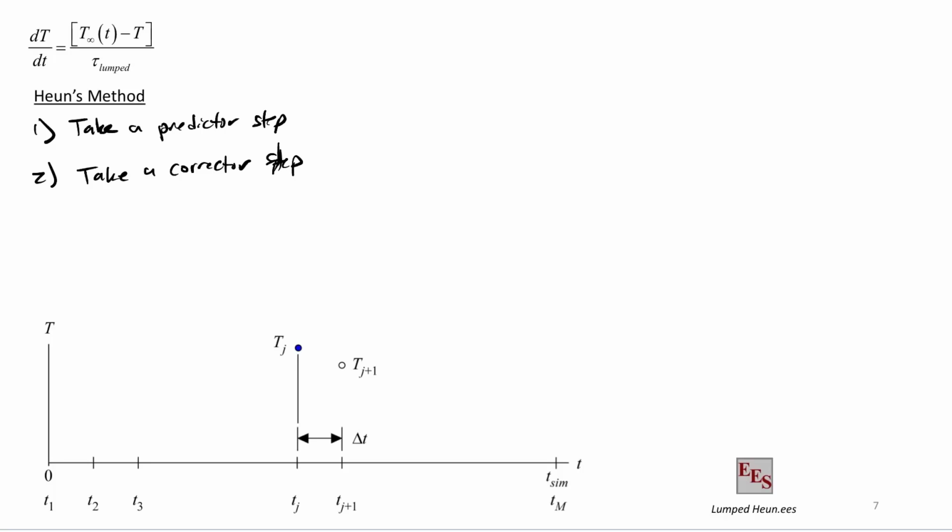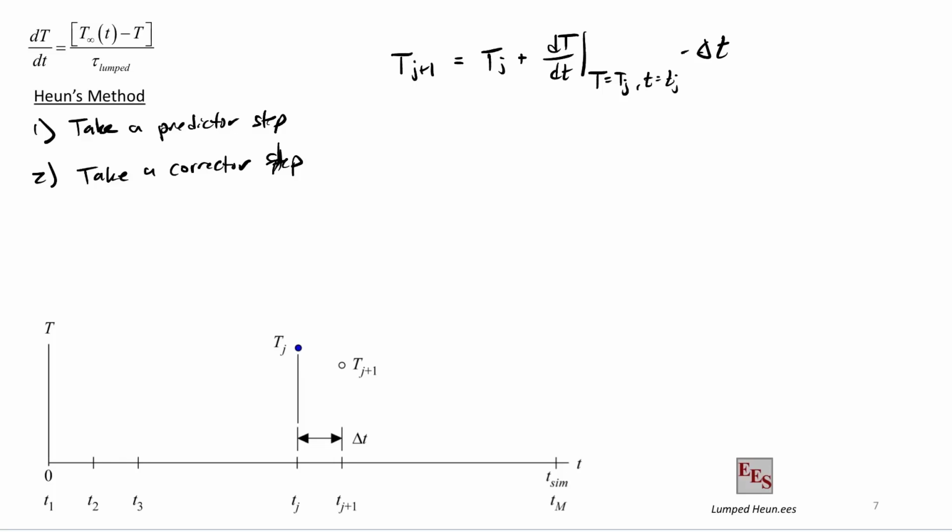Well, my predictor step is, I want to predict what I think the temperature is going to be. So I'm going to follow Euler's method first, and I'm going to predict what I think the temperature is going to be at the next time step. So that would be Tj plus 1 is equal to Tj plus dT/dt evaluated at T equals Tj and time equals j times delta t. Don't forget that. Okay, so that's the predictor step.